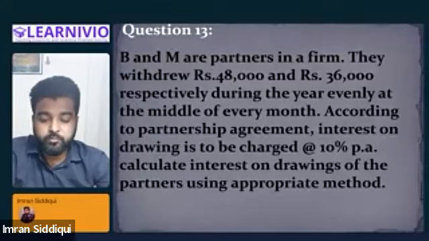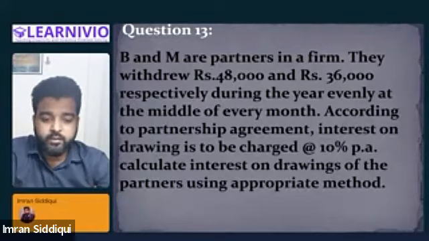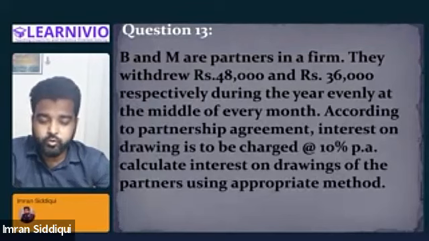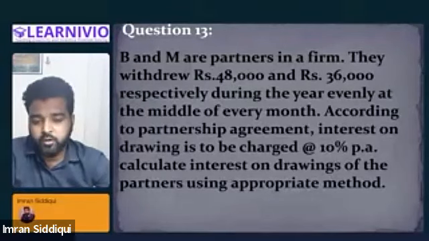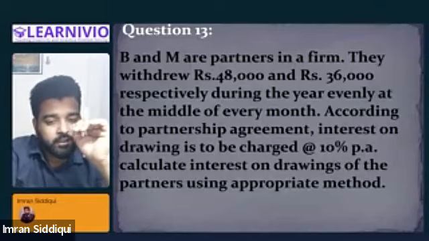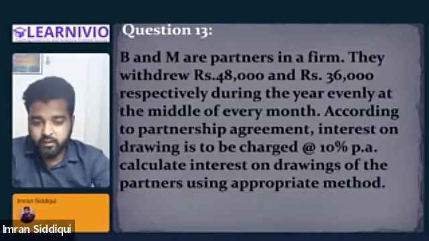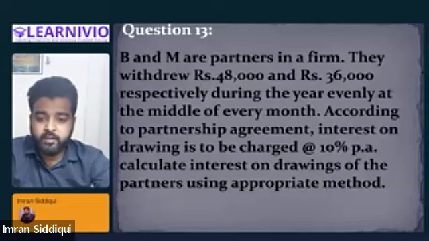All right. So this time the rate of interest is different. It is 10% per annum. Interest on drawings is to be calculated using the appropriate method. Again, the method is not given in the question itself. The question basically requires you to determine which formula you should apply. Okay. So considering the information given, I think we should again apply the average period method, as the question itself says that the amount has been withdrawn evenly throughout the year, and every time drawing has been made at the middle of the month. All right.